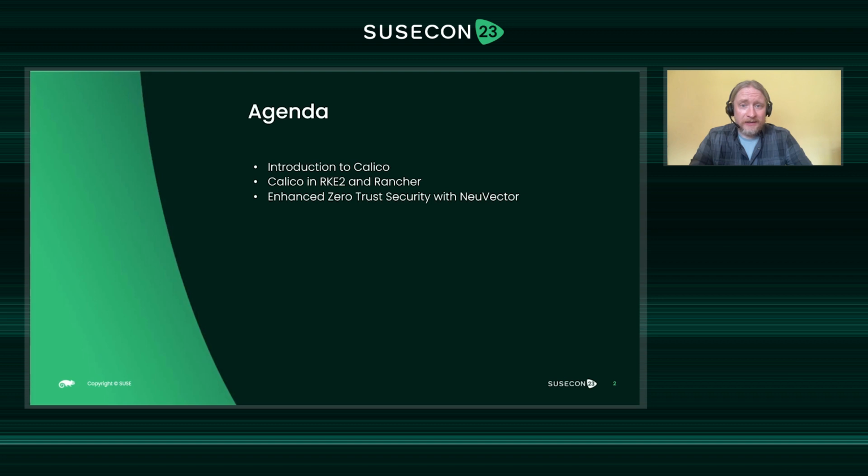Now, the agenda today is that I will go through an introduction to Calico, and then Bastian will go through Calico and RKE2 and Rancher, and then enhance zero trust security with NeuVector. And throughout this presentation, we'll do some demos as well to break up the slides.